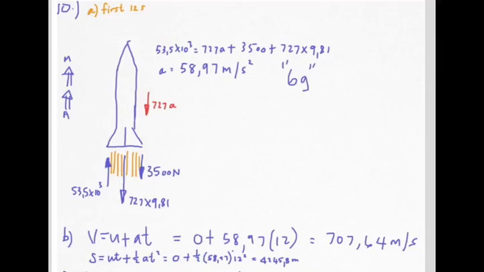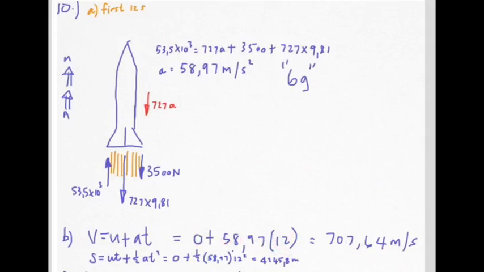So how fast would we be going after the 12 seconds? We need an equation of motion that's got final velocity in it, as well as the other knowns that we have and the unknown that we desire, which is v. So v equals u plus at. U was 0, acceleration was 58.97, and we are dealing with 12 seconds of time.